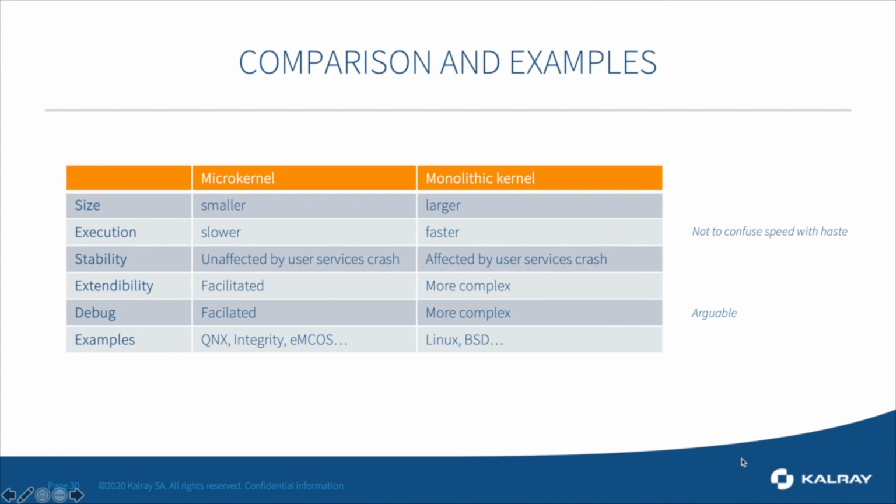Microkernel on the left, monolithic kernel on the right. In terms of size, obviously a microkernel is smaller than a monolithic kernel. That's obvious. In terms of execution, it can be slower than a monolithic kernel. So monolithic kernel being faster than microkernel.